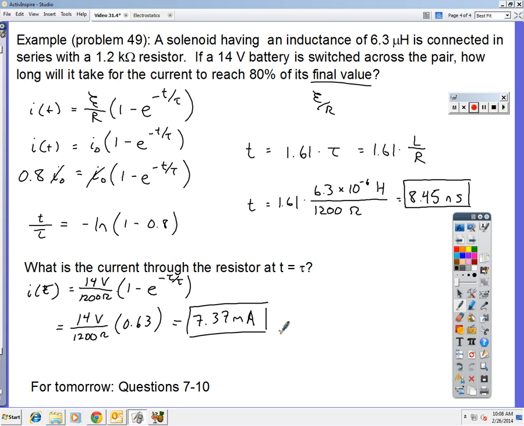Tomorrow I'm going to check questions 7 through 10. And also please do try to solve the differential equation for falling current in an RL circuit.